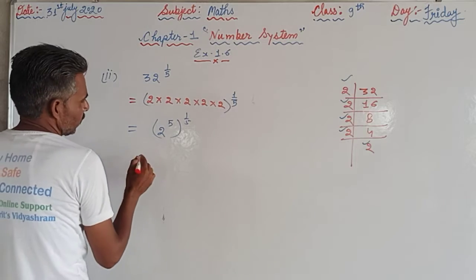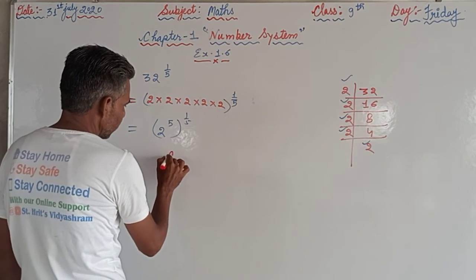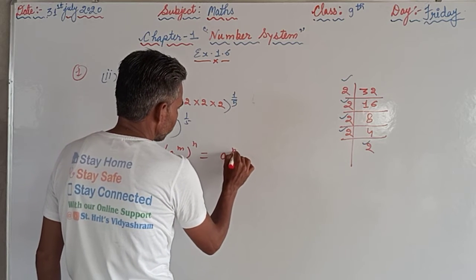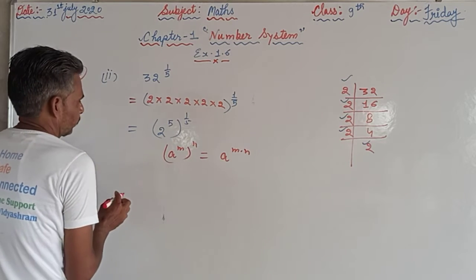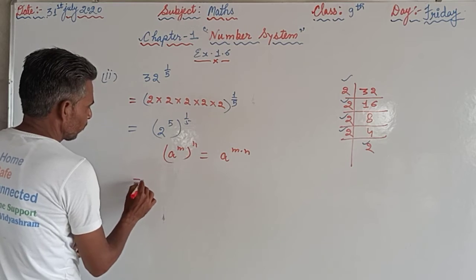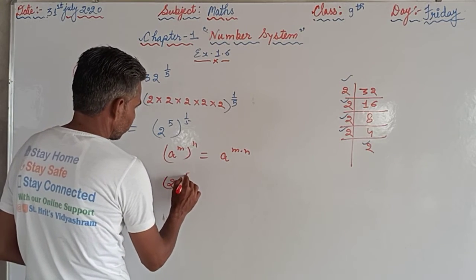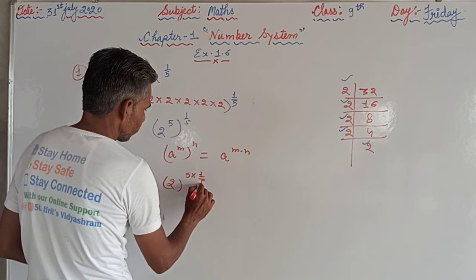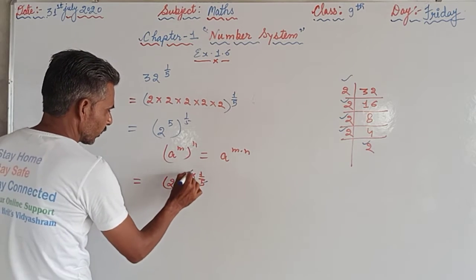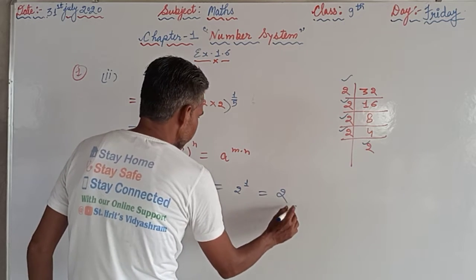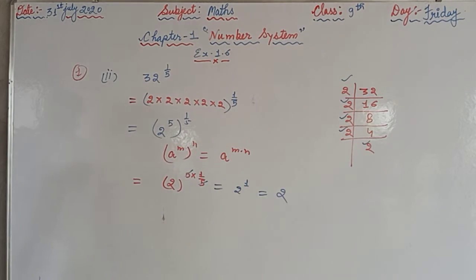Again we are using the same rule, that is a raised to power m whole raised to power n is equal to a raised to power m into n. So we will apply that rule into this. So it becomes 2 raised to power 5 into 1 upon 5. 5 will cancel out 5, it becomes 2 raised to power 1. 2 raised to power 1 means it is 2. So this is the second part.